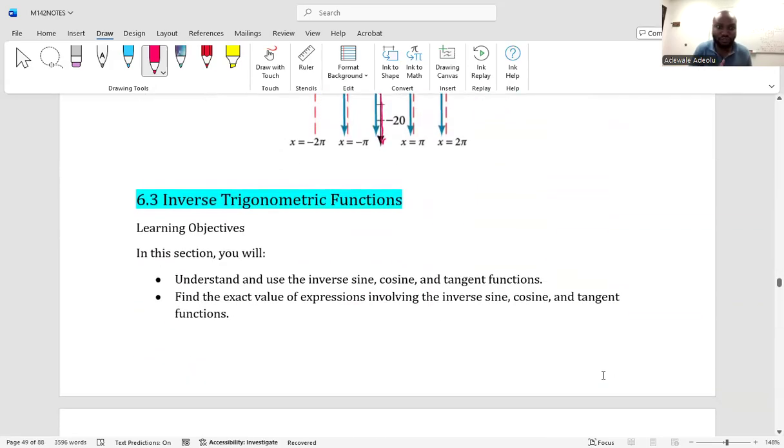Okay, so this is where I'm going to be ending this particular video. And in my next video, I'll be teaching on inverse trigonometric functions. I don't want this video to be too long, so I want to separate that. So I will be ending this one.